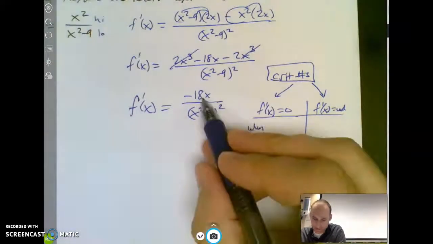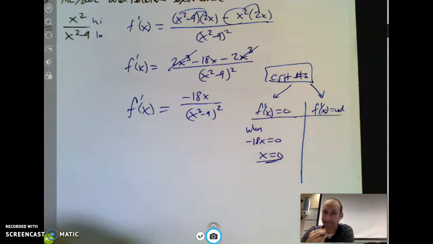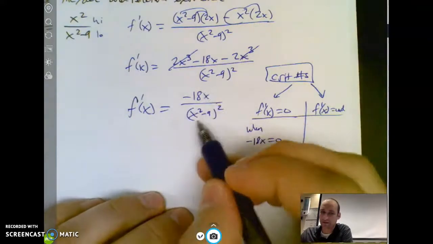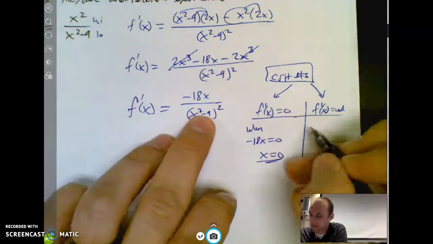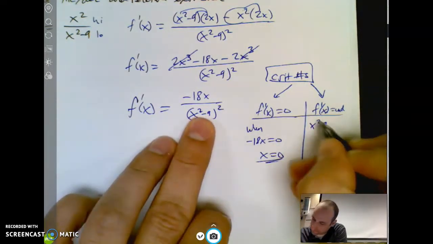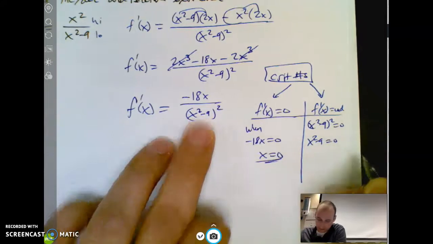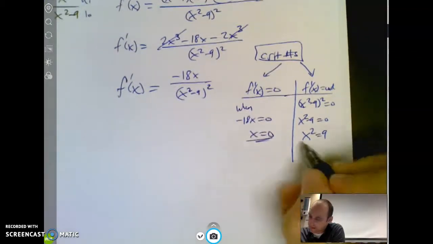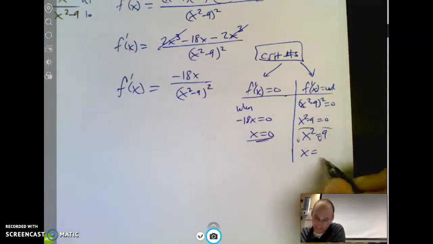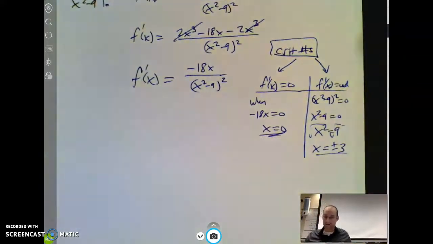I also want to find out when this thing's undefined. If you remember when we were doing continuous and not continuous and asymptotes and holes and stuff like that, a fraction is undefined when the bottom equals 0, because you're not allowed to divide by 0. So you set the top equal to 0 for this side, set the bottom equal to 0 for this side, square root both sides, and then solve for x. Move the 9 over, square root. Be careful here because a lot of people would just say 3, but we're not rookies. We know it's plus or minus 3. Now that's all our critical numbers.